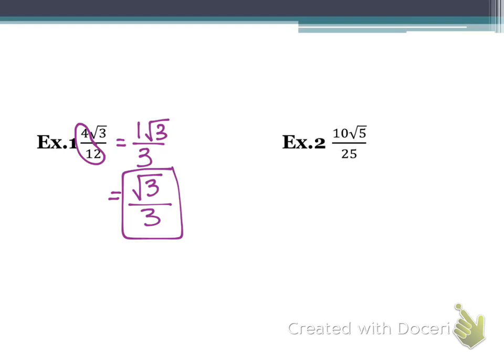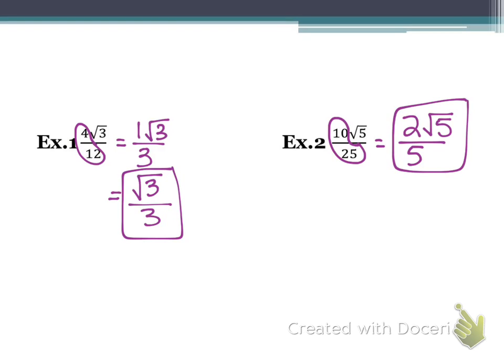On number 2, what numbers can I look at to simplify? The 10 and the 25. I cannot think about that 5 because it's underneath the radical. So I set up my fraction bar. What factor are we going to reduce by? 5. 10 divided by 5 is 2. 25 divided by 5 is 5. And what do I have to remember is still part of my answer? The radical 5, which stays in the top. All there is to it.